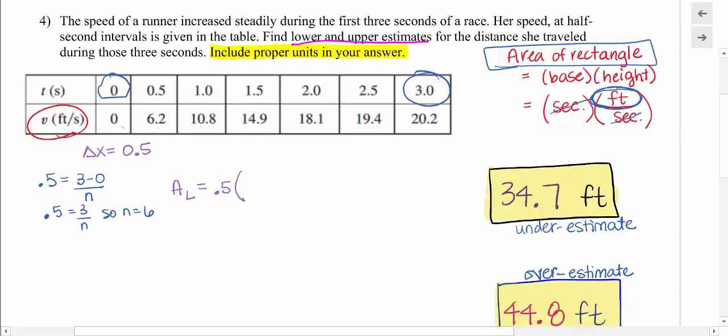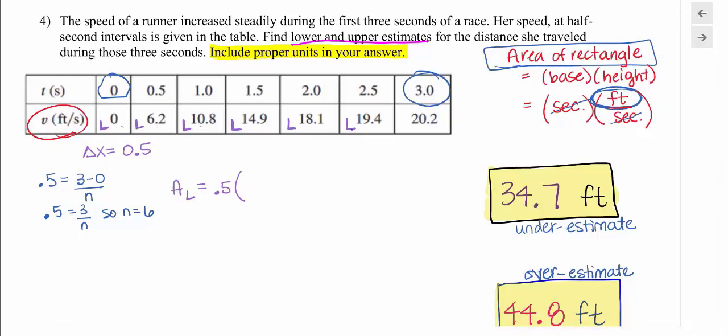So all of the bases of every single rectangle should be 1/2. So again, you could do 1/2 times the height plus 1/2 times the height plus 1/2 times the height, or you can just factor out that 1/2. Now, if you're starting on the left, your first height is 0, your second height is 6.2. I'm sort of marking these on the table. Your third height would be 10.8, your fourth height would be 14.9, your fifth height would be 18.1, and your sixth and final height would be 19.4.